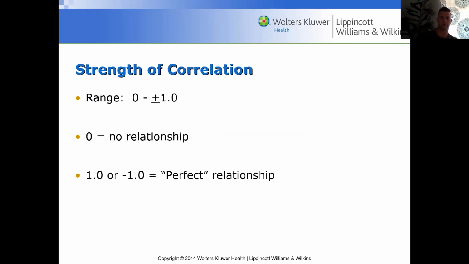The strength of the correlation ranges from 0 to 1. Zero means there's no relationship at all. A 1 or a -1, because there's either a positive or negative correlation, is a perfect relationship. That's what you'd like to see, but that's not normally what we find statistically. The higher you get, like a 0.9 or 0.95, those are great.